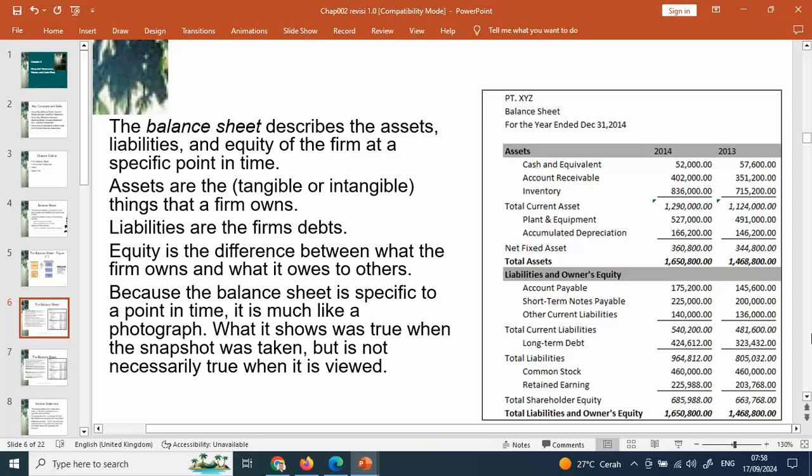Because the balance sheet is specific to a point in time, it is much like a photograph. The photograph is a snapshot of when it was taken, end of December. We have a snapshot at the end of December. So it is the situation at December 31, where you have cash 52,000, receivables 402, and so on and so on.